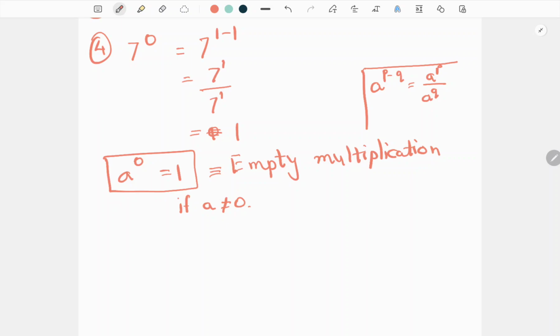Even if a is equal to 0, the convention in most of mathematics and combinatorics is that 0 to the power 0 is also taken as 1, but it's not as clean. It's a degenerate form. We need a deeper discussion before we can talk about 0 to the power 0. This video is not the appropriate forum, but remember that a to the power 0 is 1 whenever a is not 0. All right.